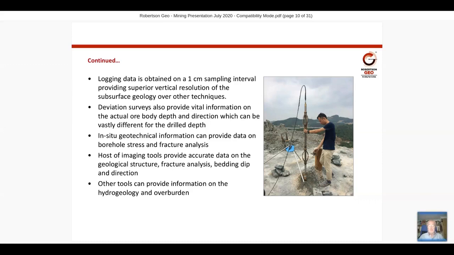And other geophysical tools that we use in exploration can provide information on the hydrogeology, groundwater conditions that may exist around or within the ore body, and the degree of overburden, which is obviously critical to the economics of the asset.